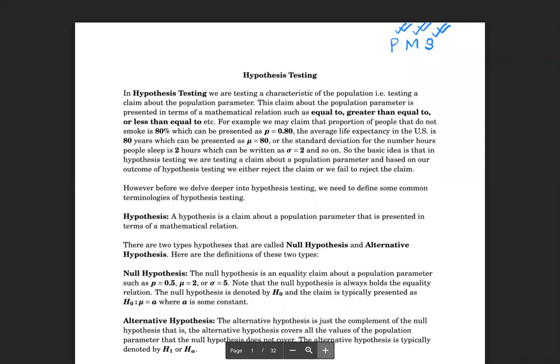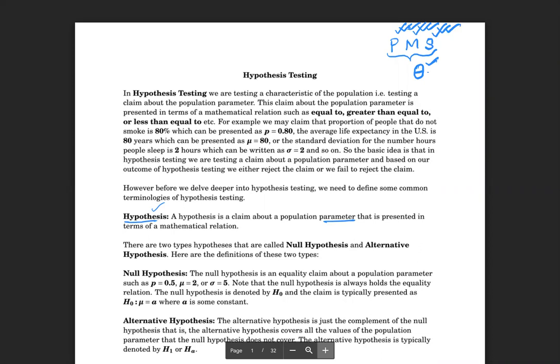So what is a hypothesis? A hypothesis is a claim about a population parameter. So what population parameters are we talking about? These: proportion, mean, and standard deviation. These are parameters, and in general, a parameter is denoted by theta, okay? Generally speaking, the generic symbol that we use for a population parameter is theta. Now that theta could be proportion, theta could be mean, and theta could be standard deviation.